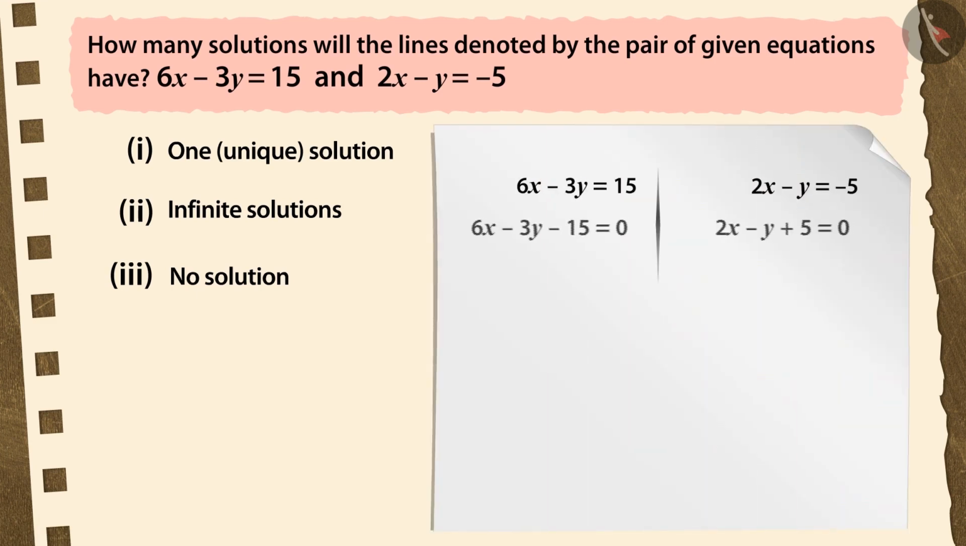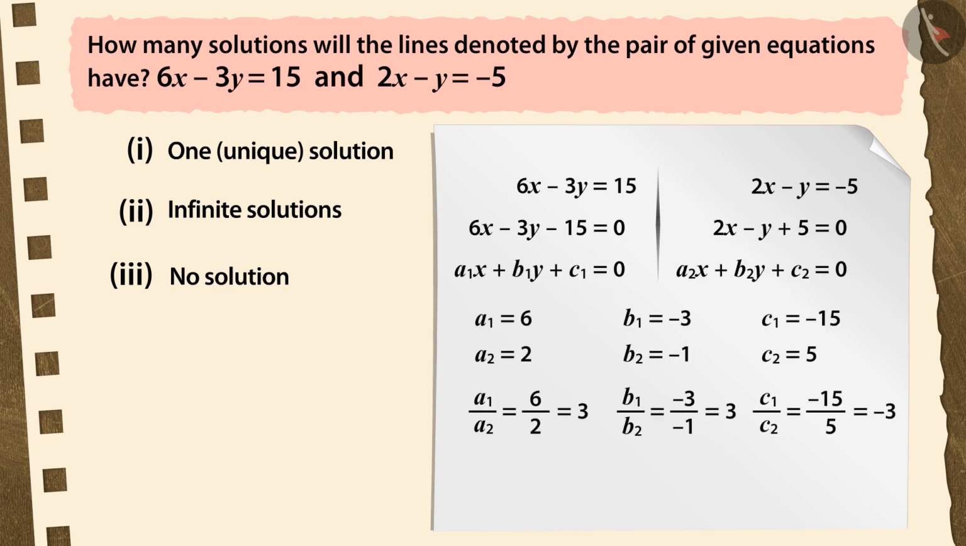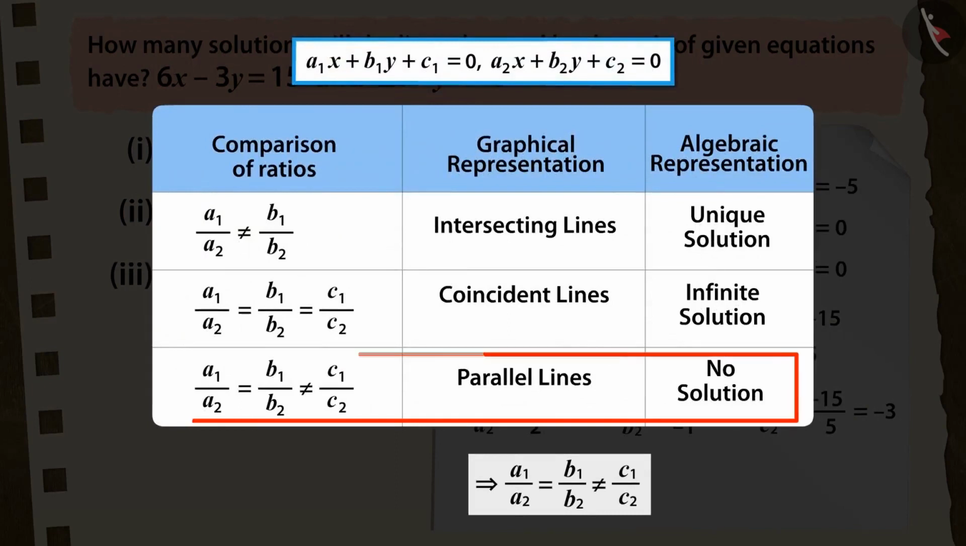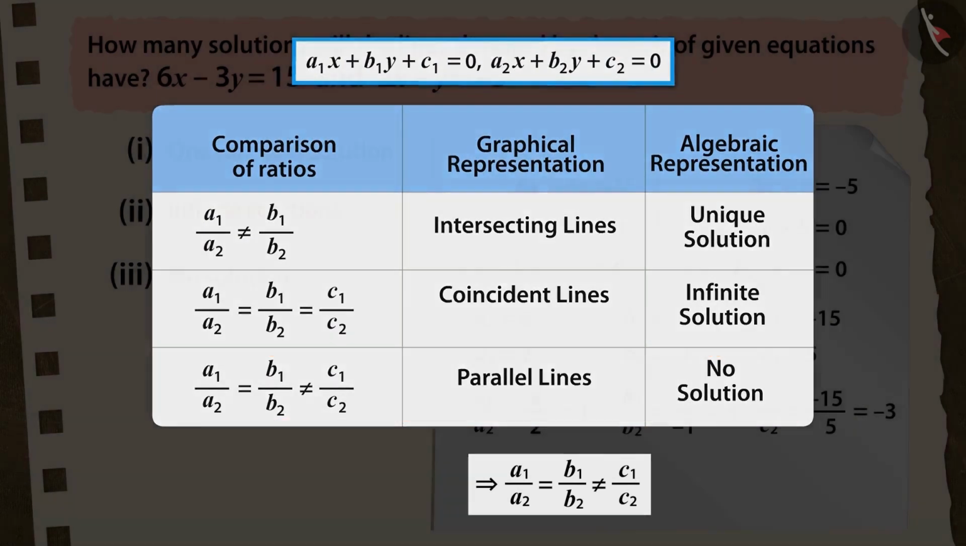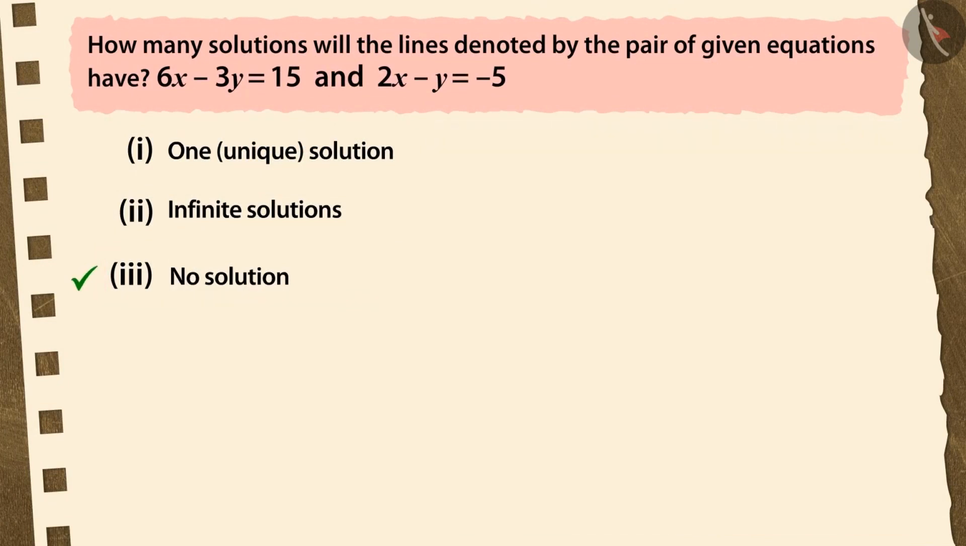Now, by comparing our equations with the general form of linear equations in two variables, you can see that a1 by a2 is equal to b1 by b2, which is not equal to c1 by c2. In this case, the lines denoted by these equations will be parallel to each other. Hence, there is no solution. As a result, option 3 is the correct answer.